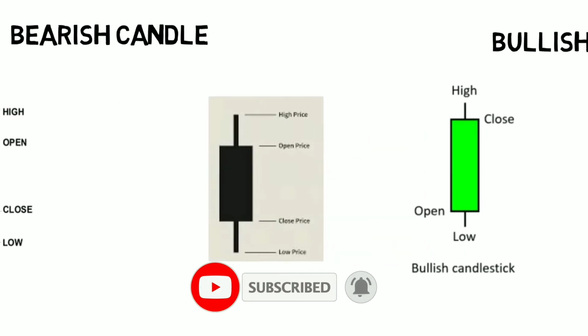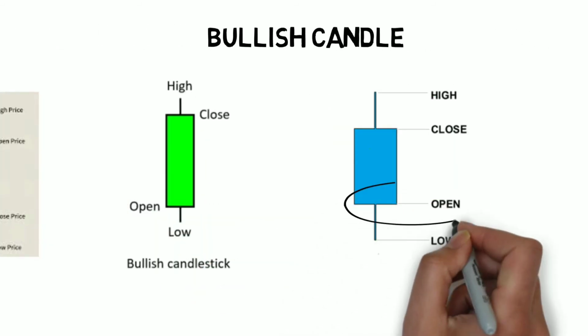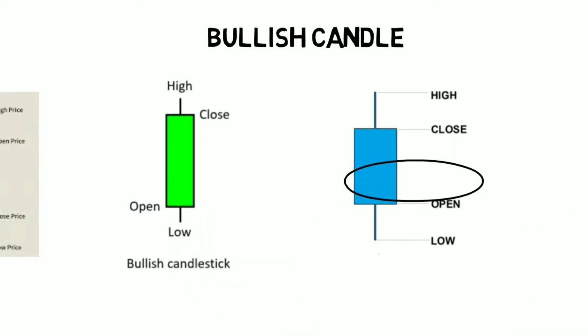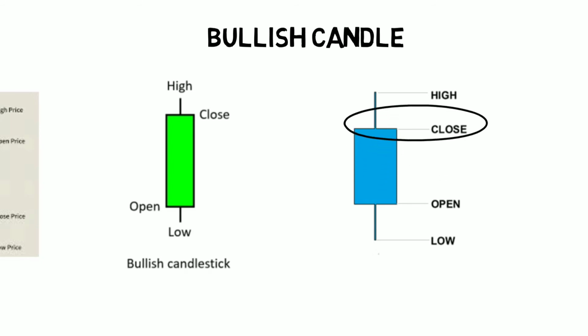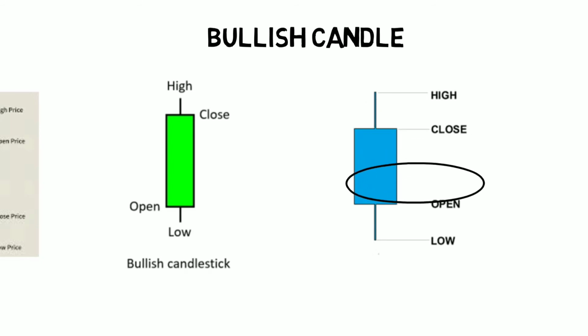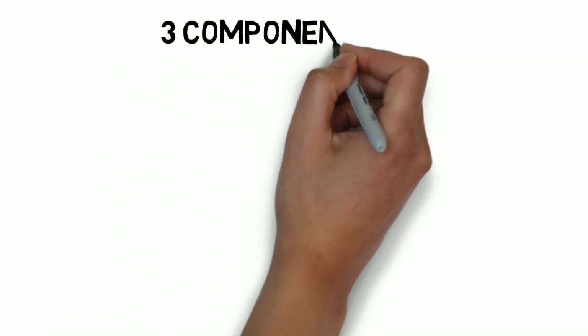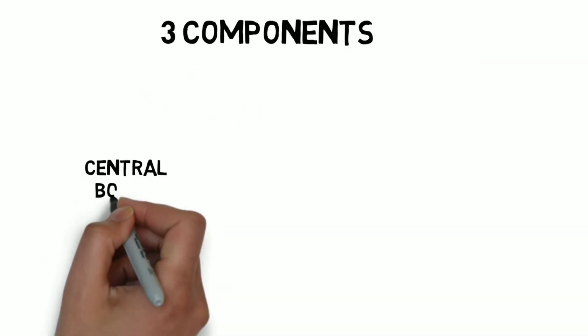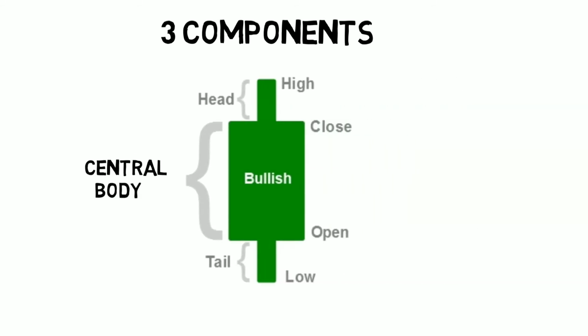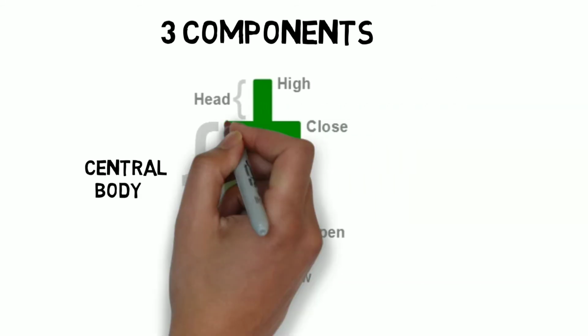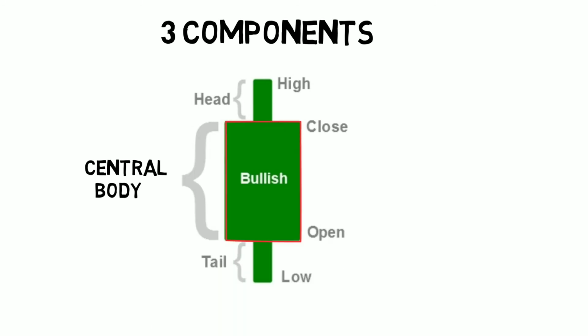First, look at a bullish candle. Here this is the open price, this is the close price, this is the high price, and this is the low price. There are basically 3 components. Number 1, the central body. This rectangular shape that connects the open and the close is known as the real body or central body.